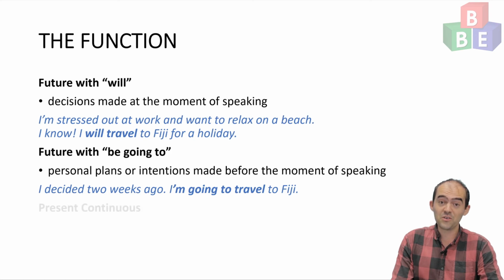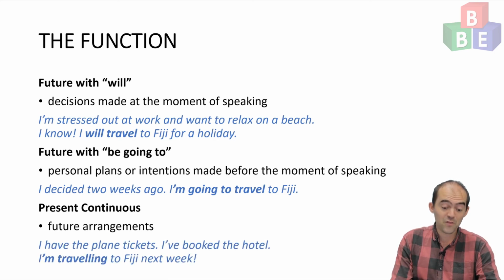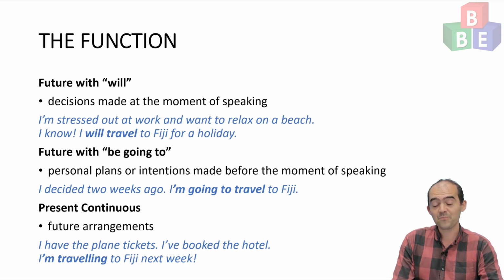Because what do I need to do to make it an arrangement and use present continuous? I need to buy the ticket, the plane ticket to Fiji, and organize my accommodation. So once that is done, I can say that I have the plane tickets, I've booked the hotel, I'm traveling to Fiji next week, and that's an arrangement.